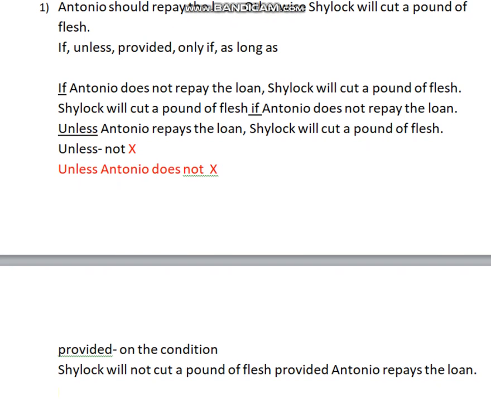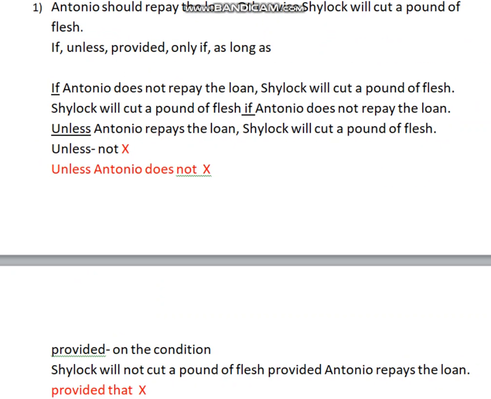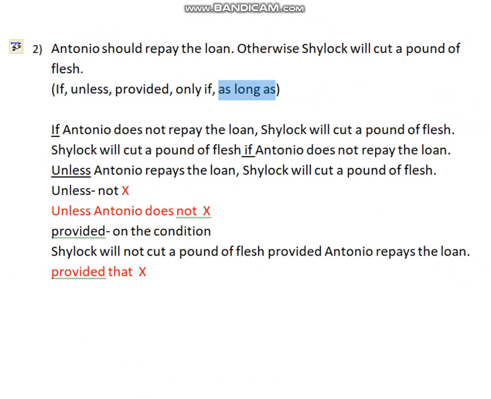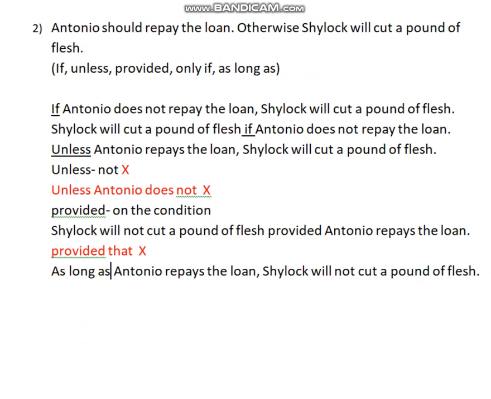With provided, you do not use that. Do not write provided that. This will be absolutely wrong. Let us try one more option. As long as, and the answer will be: as long as Antonio repays the loan, Shylock will not cut a pound of flesh.